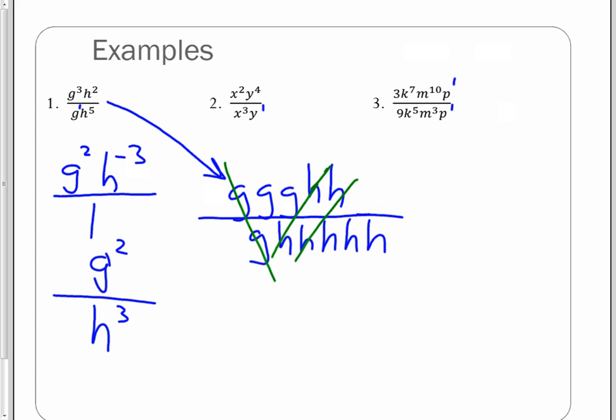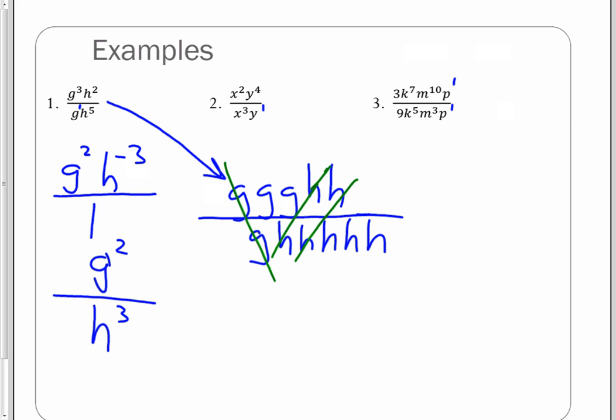Or you can just think to yourself, I'm subtracting exponents, and then I move any negatives to the opposite end. If it's on the top, I move to the bottom. If it's on the bottom, I move to the top. It makes sense. Are there more H's on the bottom? So there should be H's left over on the bottom after we cancel.